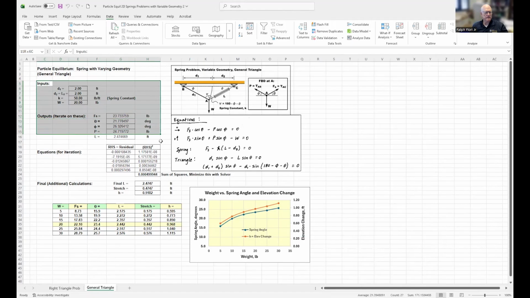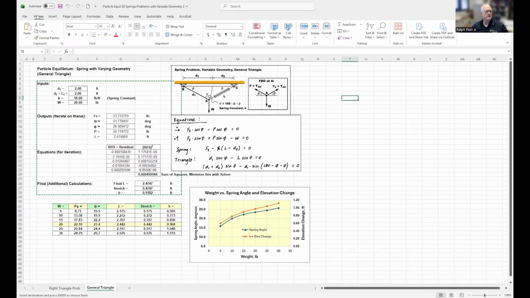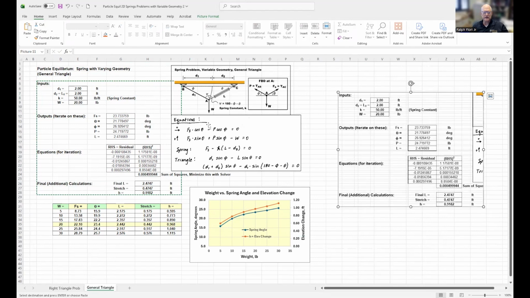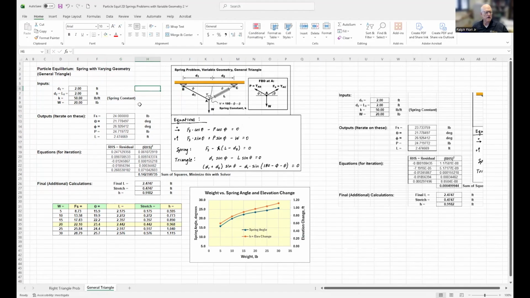Okay, let's try this again. I'm going to copy this and paste as an image, just so we've got these numbers. And I'm going to do this again. I'll change these starting guesses. I'll go 24, 27, 22. Okay.